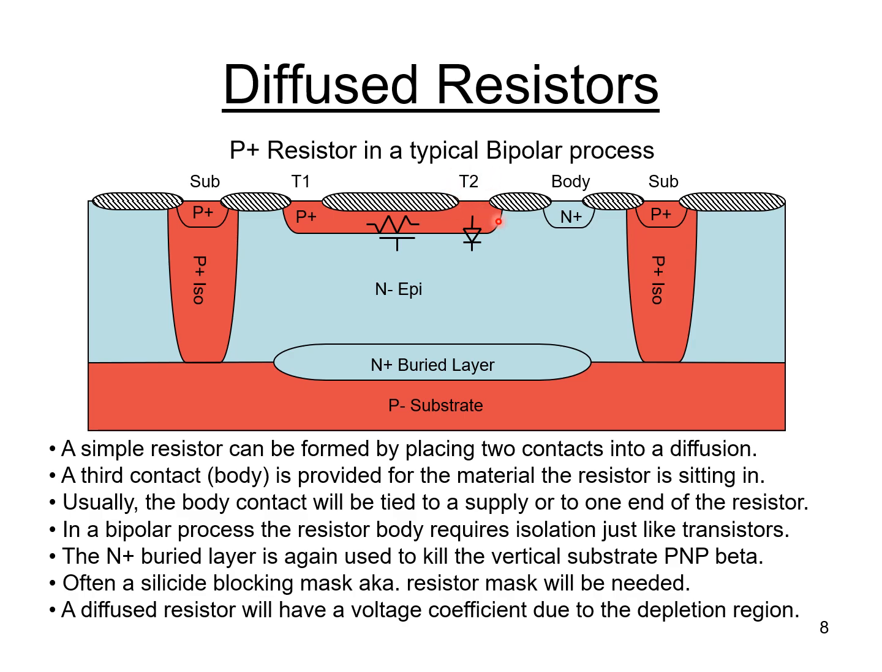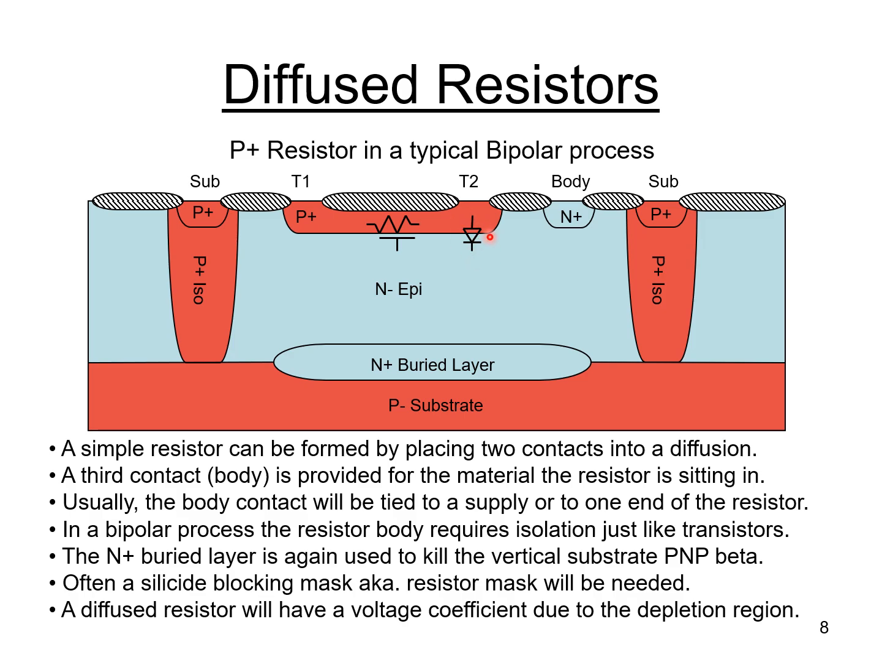And the P plus region forms a resistor as drawn schematically there. Now there's a third contact, often called the body contact, and that's provided for the material that the resistor is sitting in. In this particular case, the resistor is sitting in an N minus epi region, and you can see the body contact is the N plus contact at the far right of that body region. Now you can see there's going to be a diode formed, a P plus N minus epi.